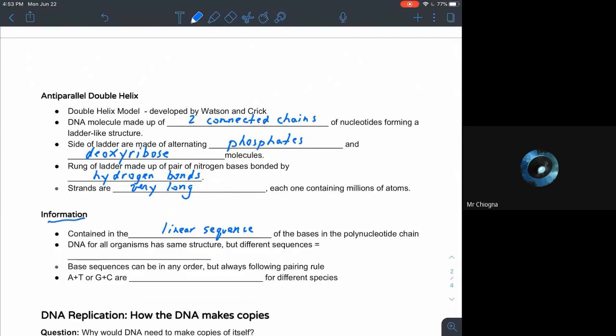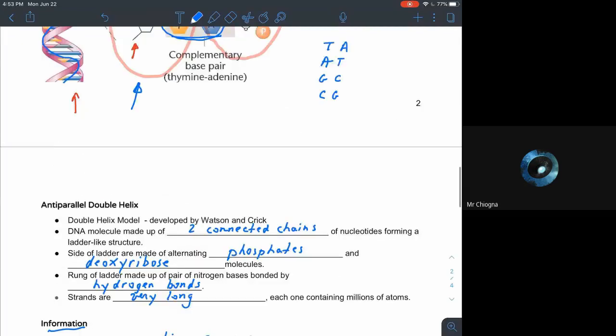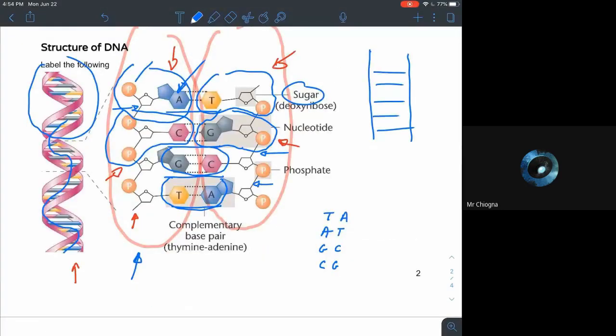What does that mean? The information is dependent upon how these groups here, what order they come in. In other words, is the T first or is the G first? Or is there a C in front? Or is there an A in front? And what is it followed by?